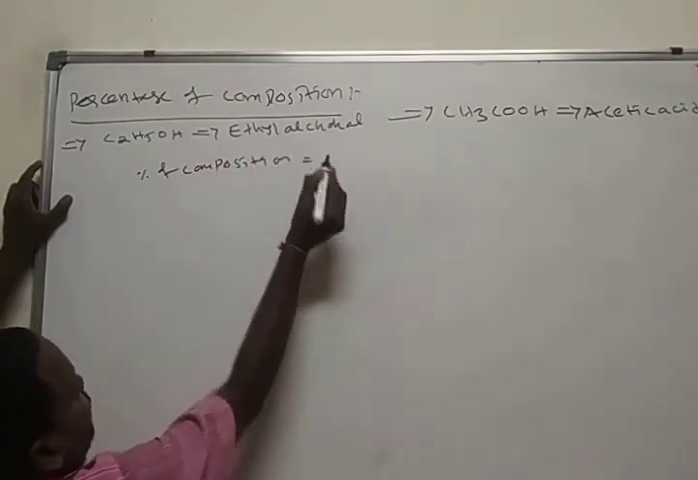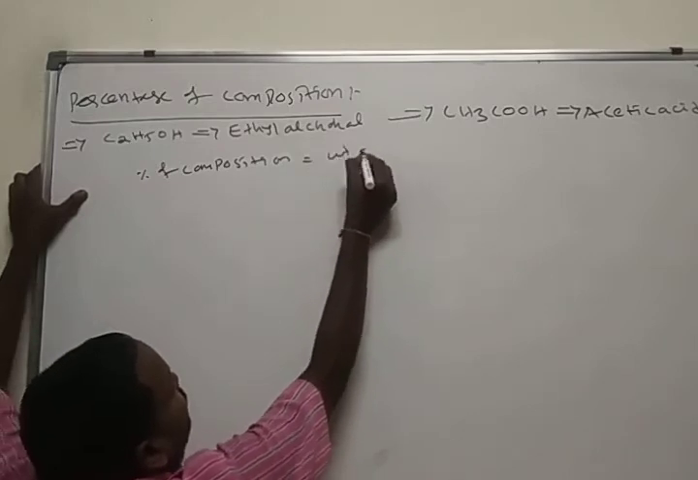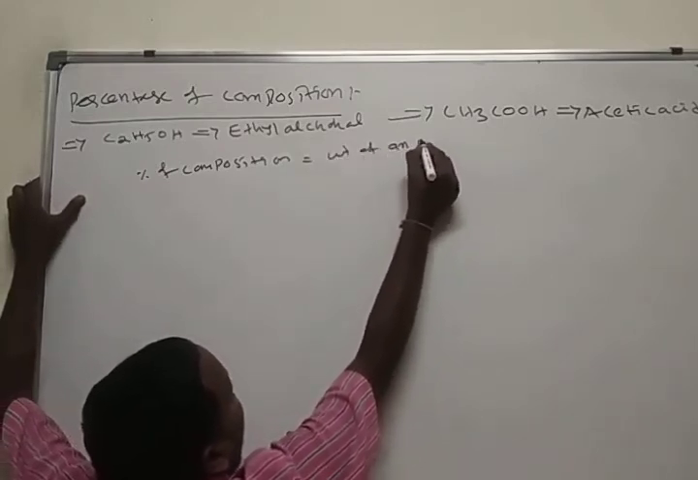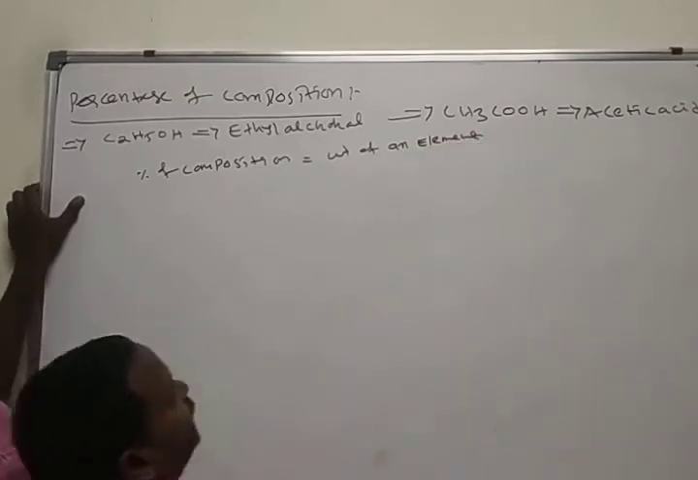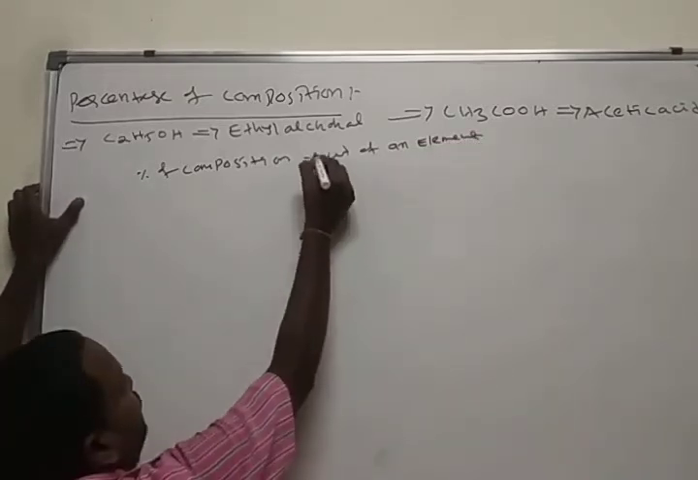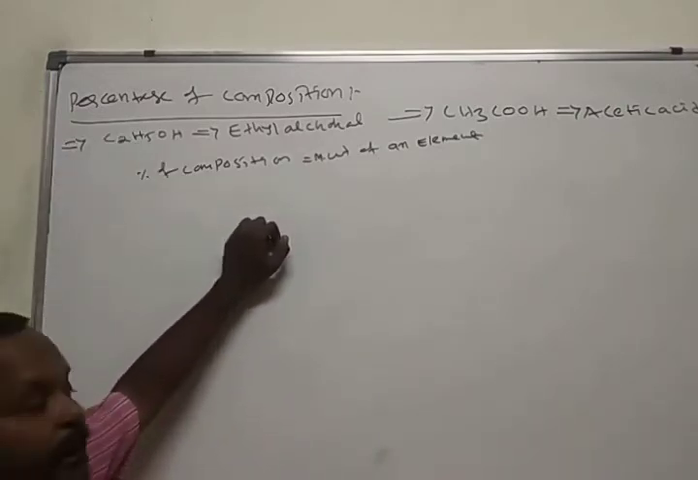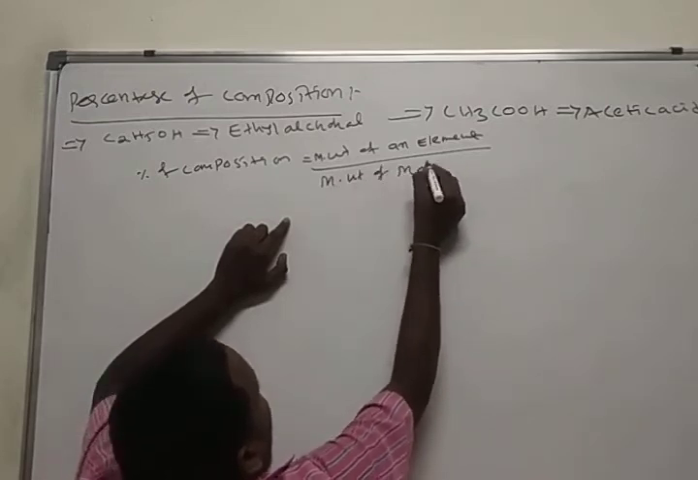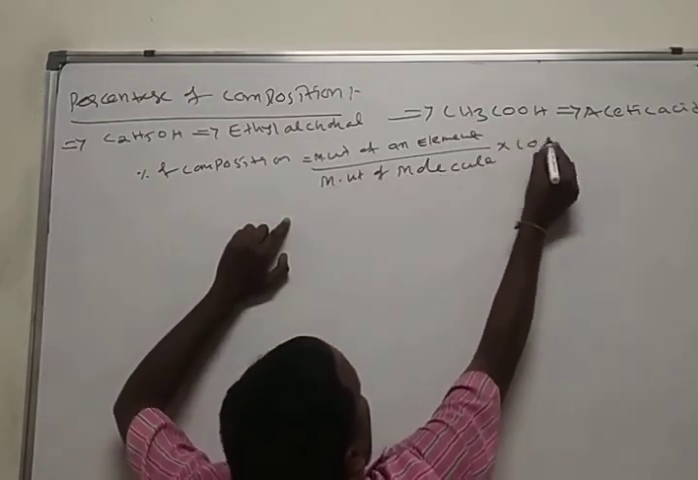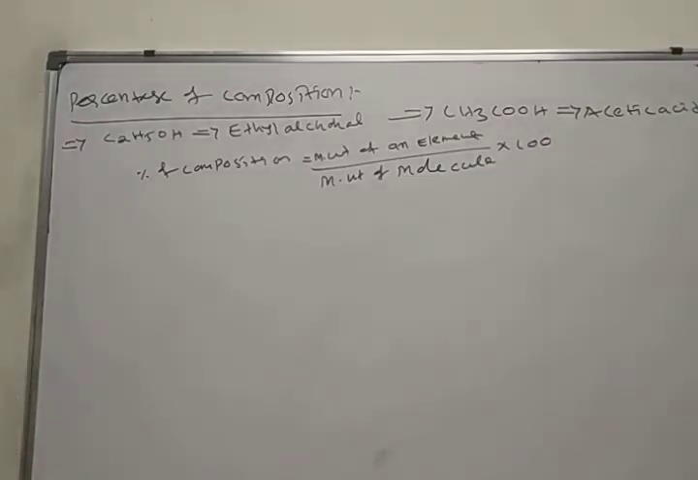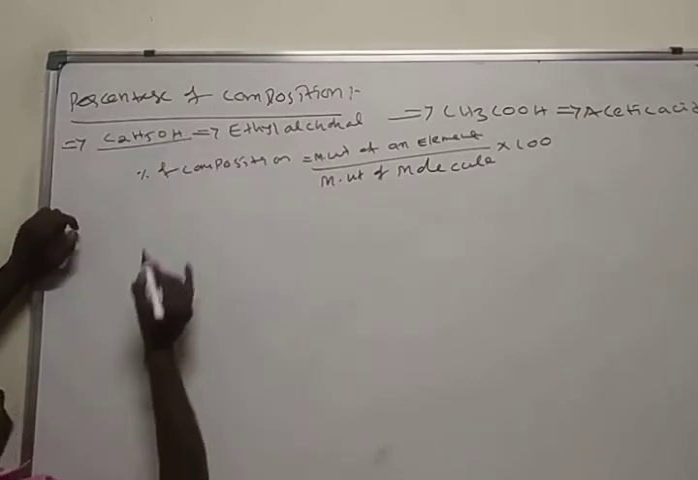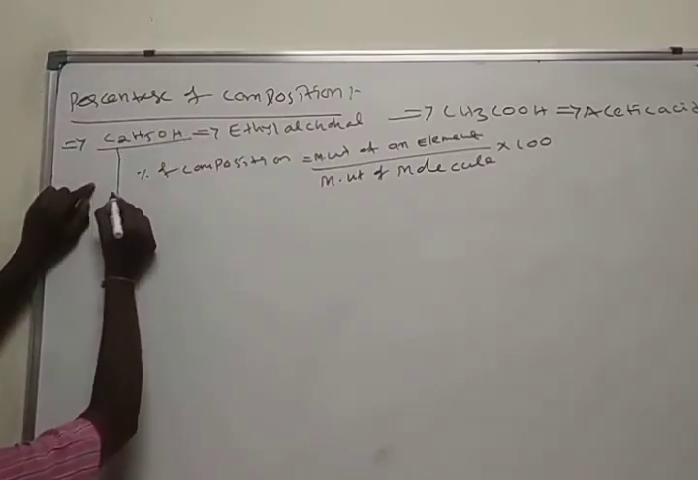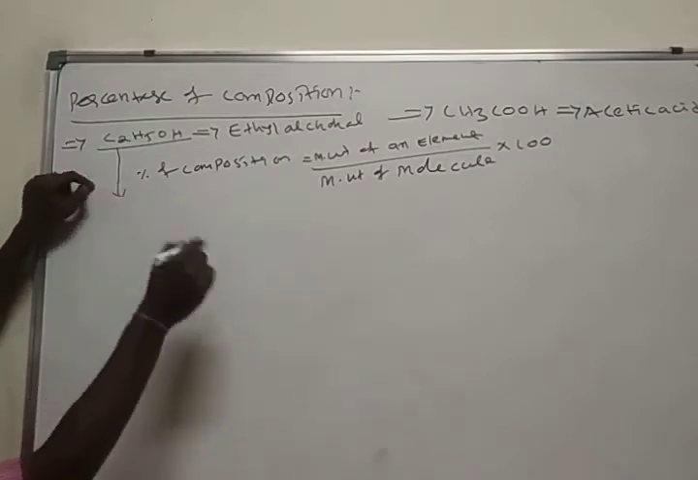What is the principle for that? We take the weight of an element, weight or molecular weight of an element, divided by the molecular weight of the molecule, into 100. First we write all atoms in one place, that means the molecular formula.